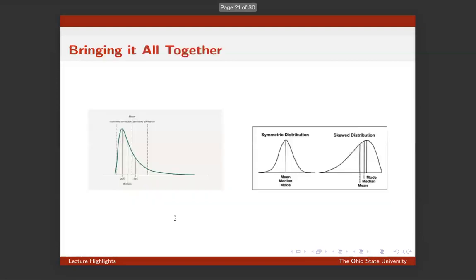So this is sort of bringing it all together. We can see in these two pictures mean, median, and standard deviation, and how those interact when there's a skewed distribution. In a symmetric one, the mean, median, and mode are all the same. And you can see in this first picture that standard deviation is used to scale the distribution, basically saying how far our data is going to be from the mean.